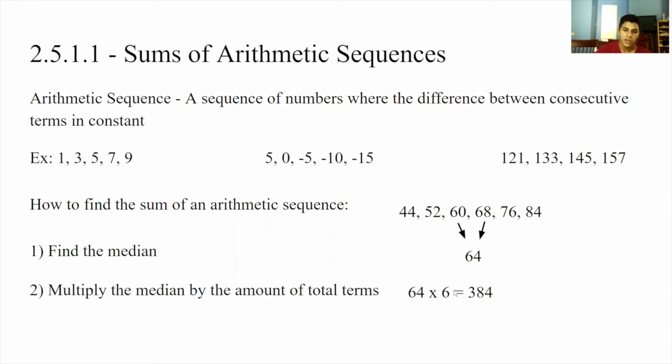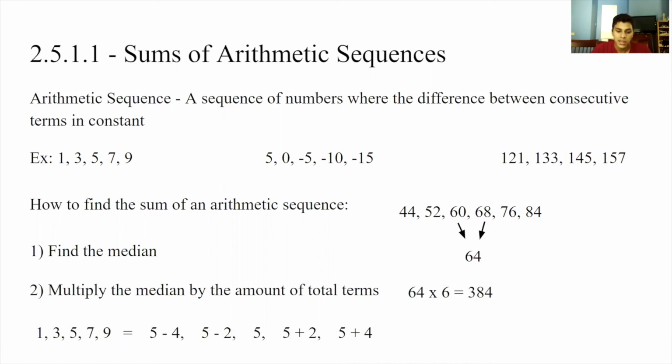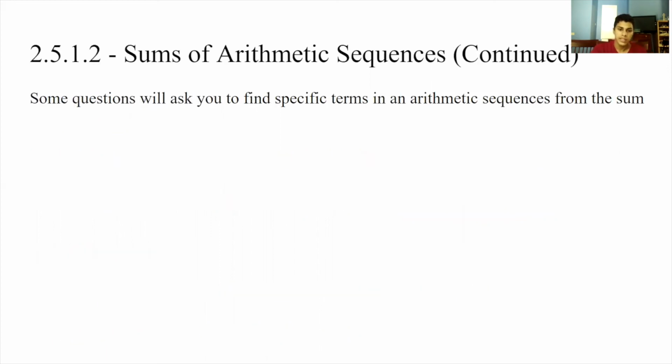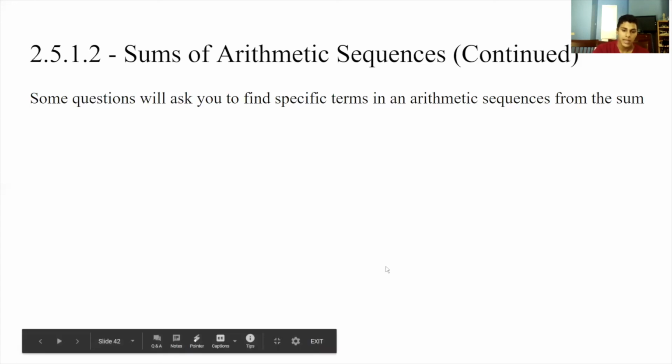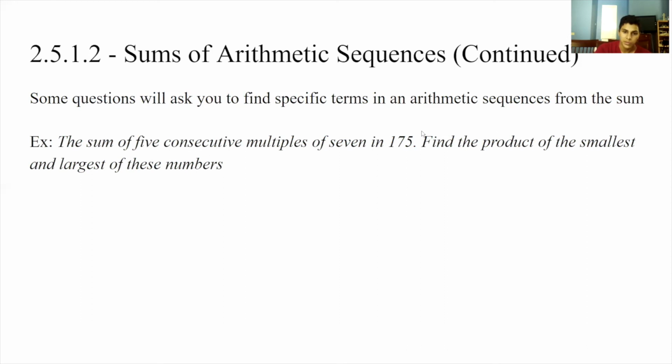And then finally, we talked about why this actually works, where if we think about an arithmetic sequence in terms of the median, we see that when we add all the values in this arithmetic sequence, it just cancels out to the median multiplied by the total amount of terms, which is exactly how we found it in the first place. Then we also continued talking about the sum of arithmetic sequences by using the sum and using the total amount of terms in order to find the value of specific terms.